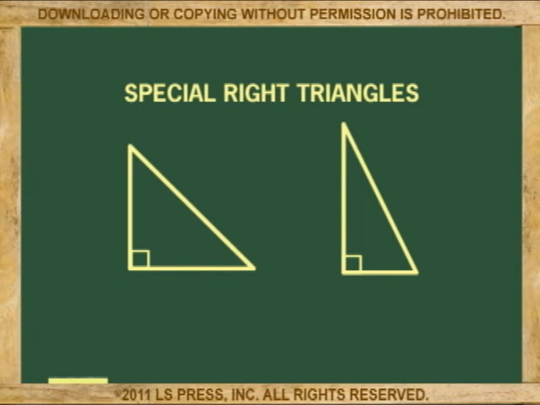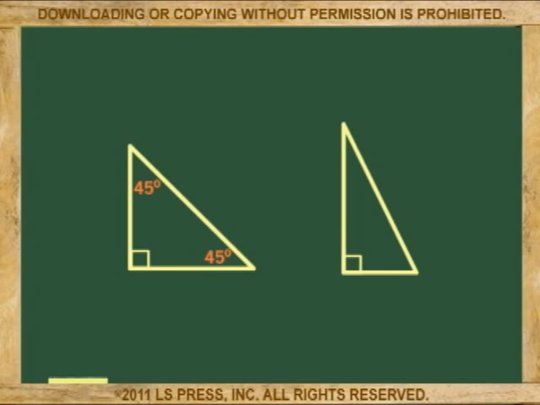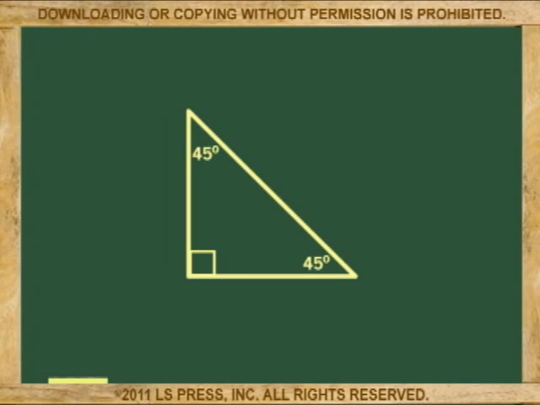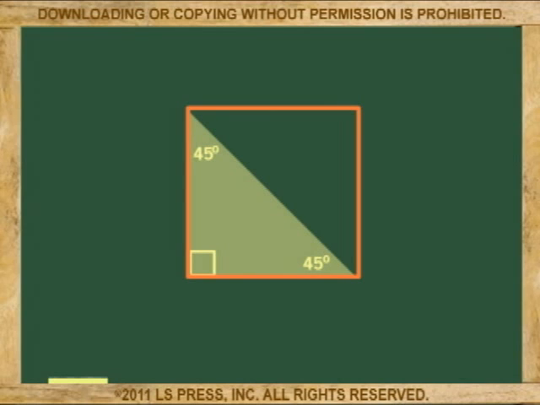Besides the Pythagorean theorem, right triangles have other relationships that are worth mentioning. There are two special right triangles that are used quite often. One is the 45-45 right triangle, and the other one is the 30-60 right triangle. In the 45-45 triangle, because two angles are equal, it is an isosceles triangle. Notice that an isosceles right triangle is actually half of a square. This is what makes the 45-45-90 triangle important.